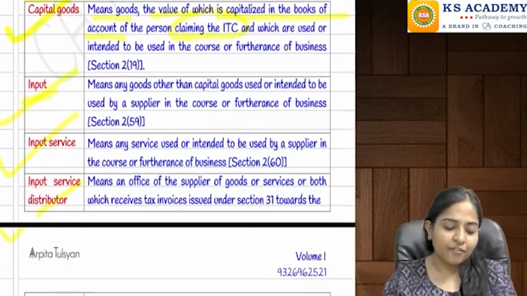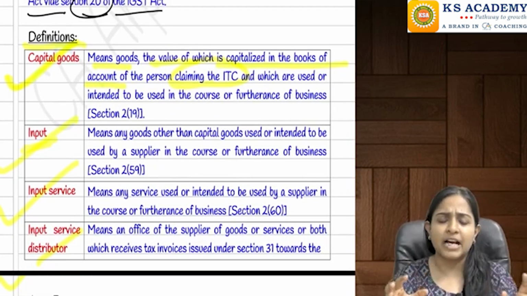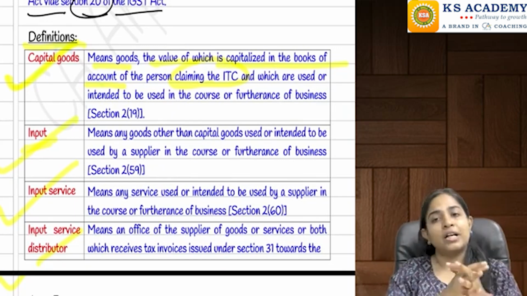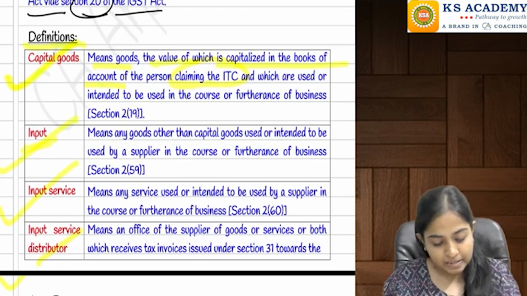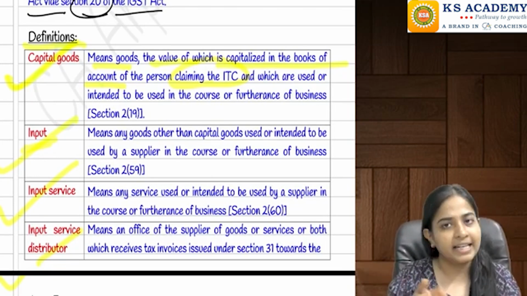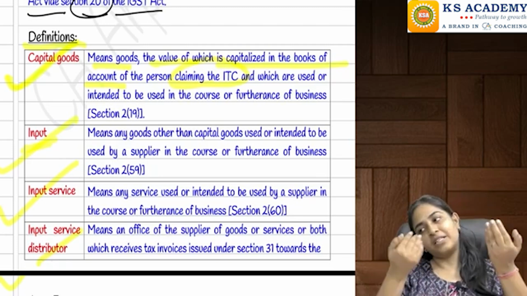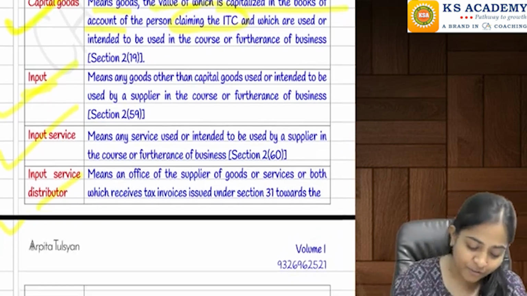Okay, then we did a few definitions. We did definitions of capital goods. Capital goods are generally those goods which are capitalized in the books of accounts, and definitely which are going to be used in the course or furtherance of business. Input is those which are not capitalized, obviously other than goods, and used in the course of business. Input services is nothing but the service which we have availed and which we are going to use in the course or furtherance of business.